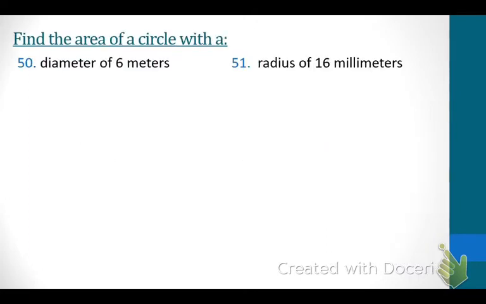Now we're going to talk about the area of a circle. First things first, it gives me the diameter is 6 meters. So guys, if the diameter is 6 meters, what would the radius be? 3 meters. It would be 3 meters. Gerard, what's the formula for finding area of a circle? A equals pi r squared.